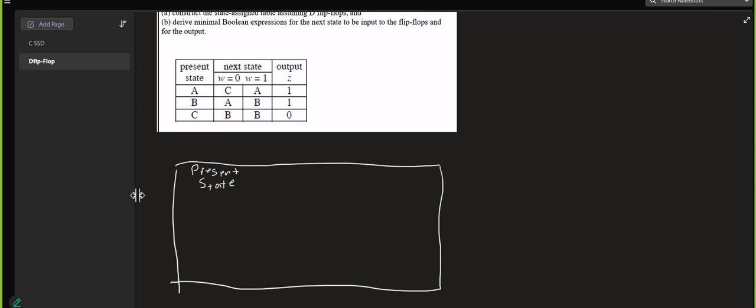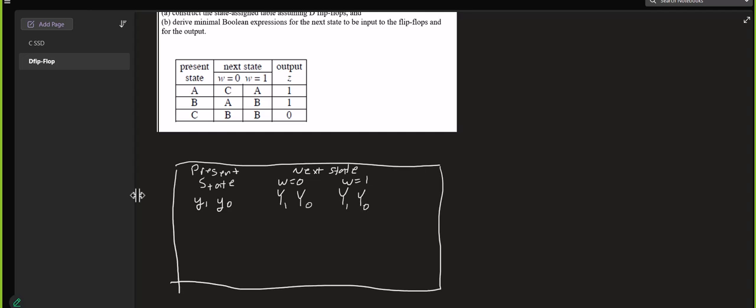I can never remember if y'all call the present state lowercase or uppercase. Do y'all know? Lowercase? Okay, so y1, y0. And our next state, if w equals 0 or w equals 1, will be capital Y1, capital Y0.